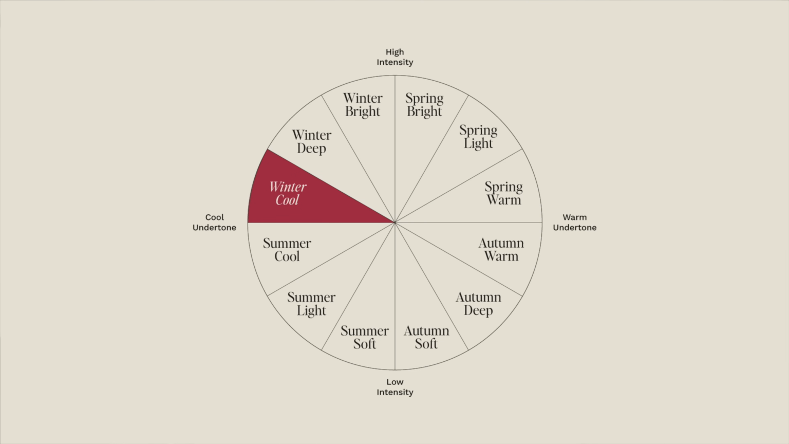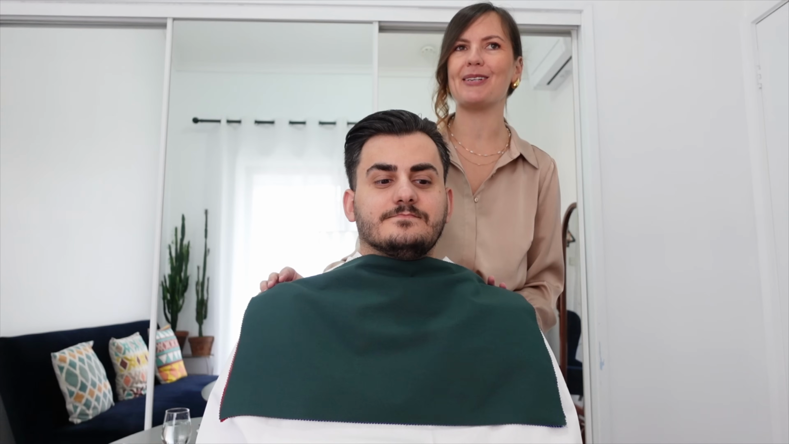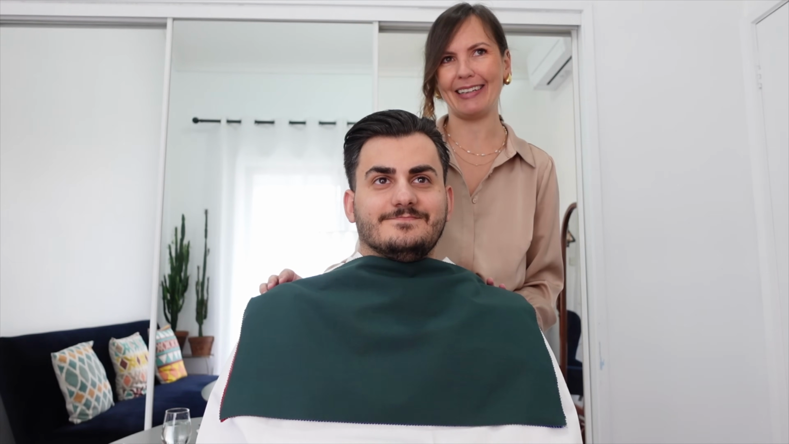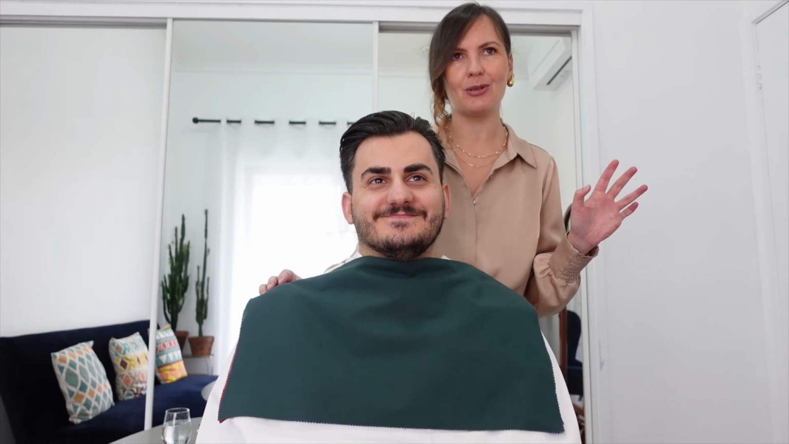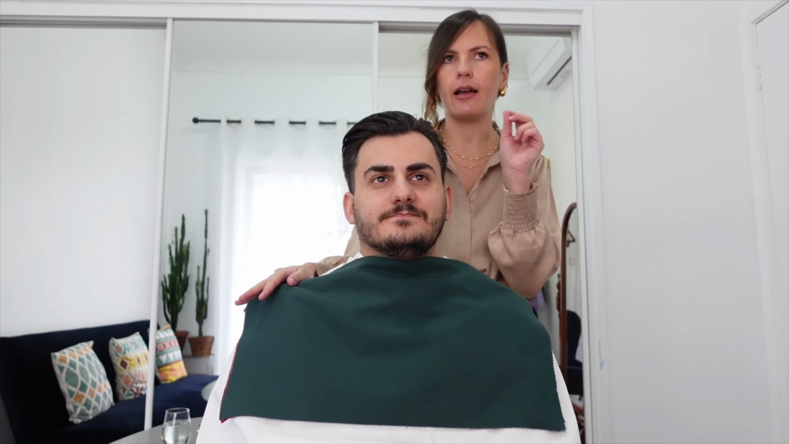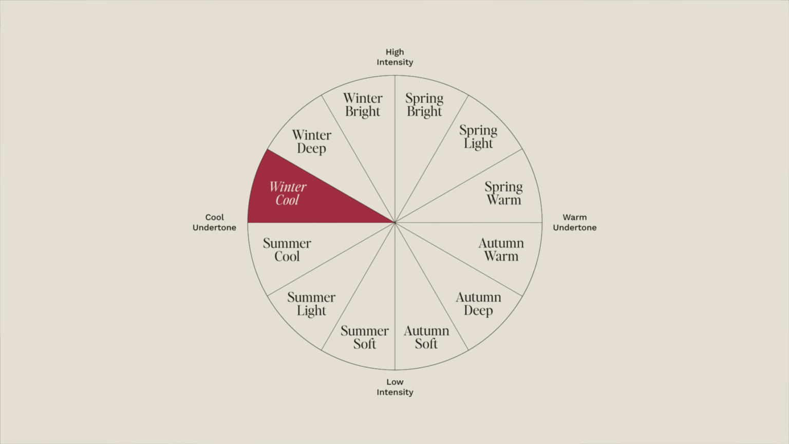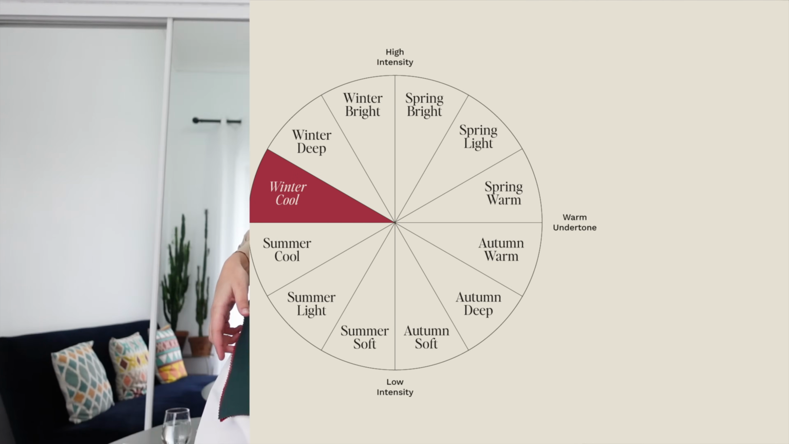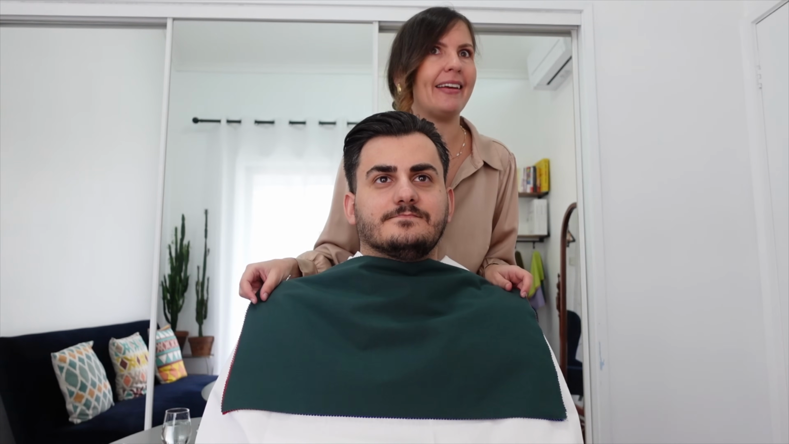Winter Cool. So with Winter Cool, we are considering the coolest palette. The dominant feature of this palette is the coolness. You have a very cool undertone. We didn't have any doubt during the undertone phase. The Winter Cool palette is also slightly more delicate than the other two, because the intensity is decreasing a little bit. So we're going down, and we start with Pine Green.